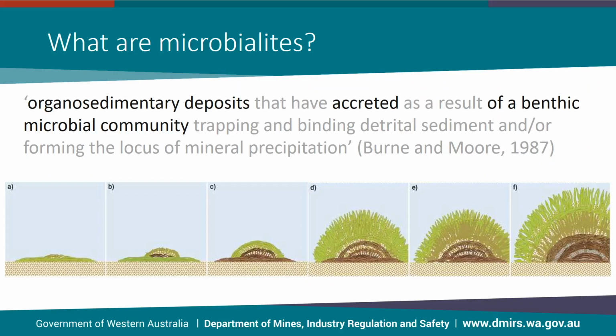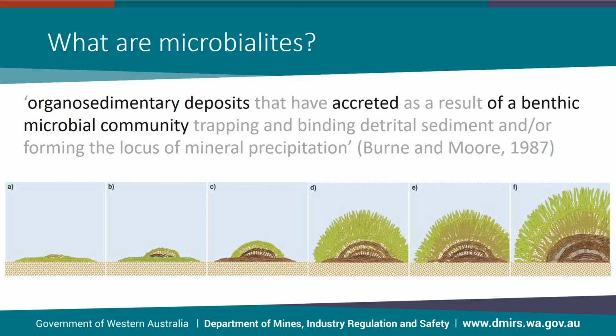There are many definitions of what a microbialite is, but for the purpose of my talk I will be referring to structures that fall under this definition of Byrne and Moore. This definition states that microbialites are organosedimentary deposits that have accreted as a result of a benthic microbial community. These structures can be built by either the microbial community trapping and binding detrital sediment or by direct mineral precipitation, but commonly both processes will be occurring.